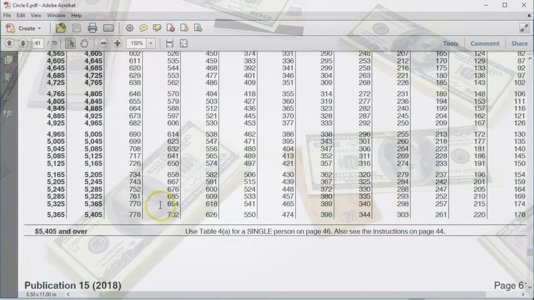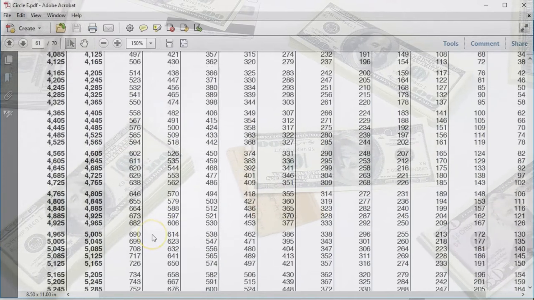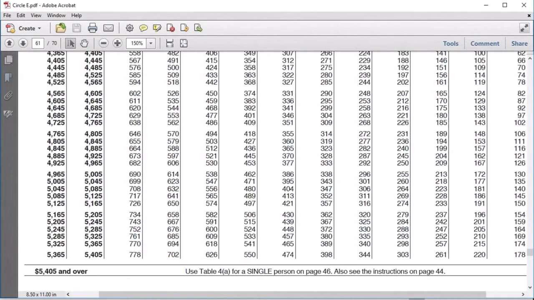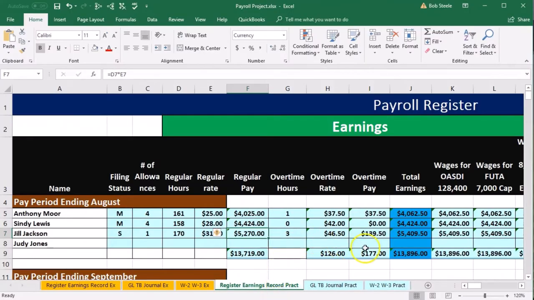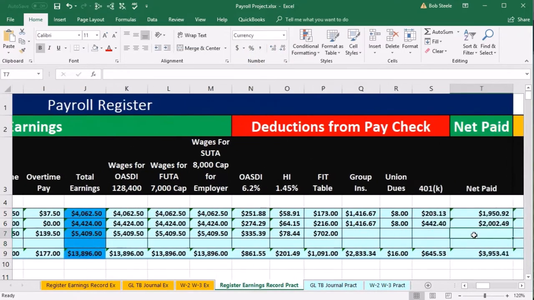There's one, so I believe that's this column as far as the allowances. So here's the allowances. We're gonna pick up this 702. So that's what we're gonna use, the 702. So we'll scroll back over here and we're gonna pick up the FIT at 702. Next, we're gonna enter the rest of our information here.